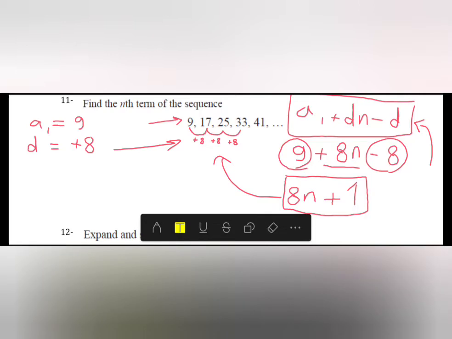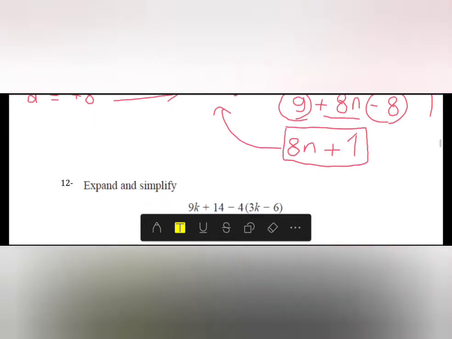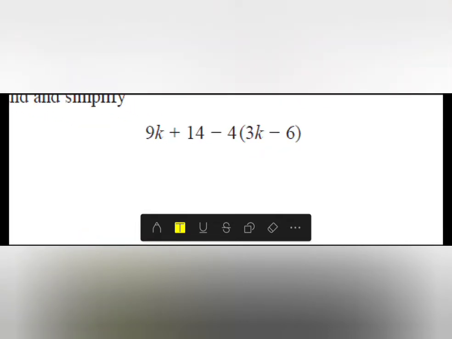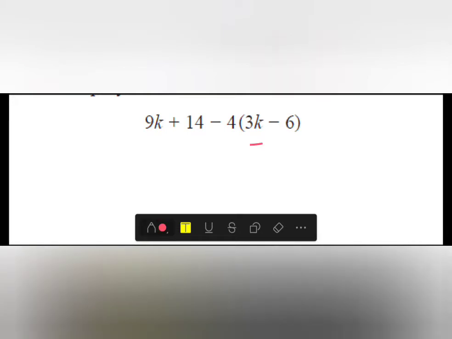Now let's move on to the next question. Question 12, expand and simplify. Expand and simplify these expressions. Now here, we're going to expand first. We have to expand the negative 4 inside the bracket like this. And then simplify the rest of the terms or variables. Now, first we write this as it is. So it's going to be 9k plus 14.